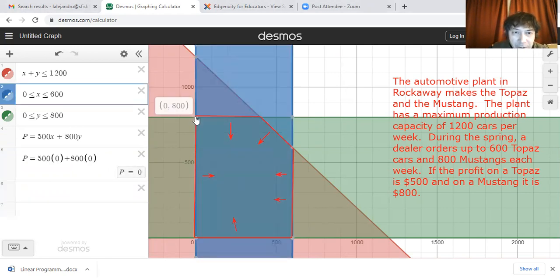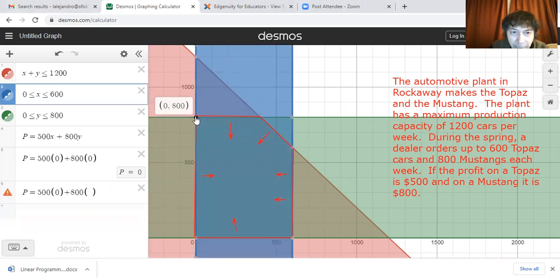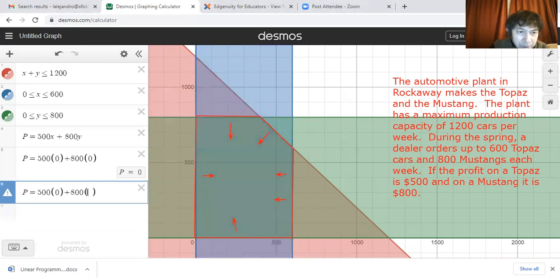All right, next, we shall proceed to this point here. This point is 0, 800. That means 0 for x, 800 for y. Over here, P is equal to 500 times 0 plus 800 times 800. And so our profit there is 640,000. All right, so we continue with the next point.